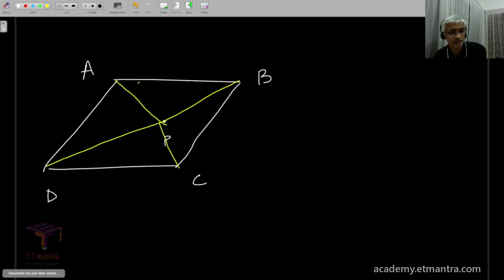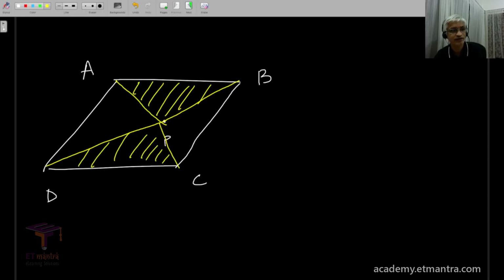Then these two triangles, the area of these two triangles, let's call them 1 and 2. So I'm just going to write here 1 plus 2 is definitely going to be half of the area of the parallelogram ABCD. And why is that?